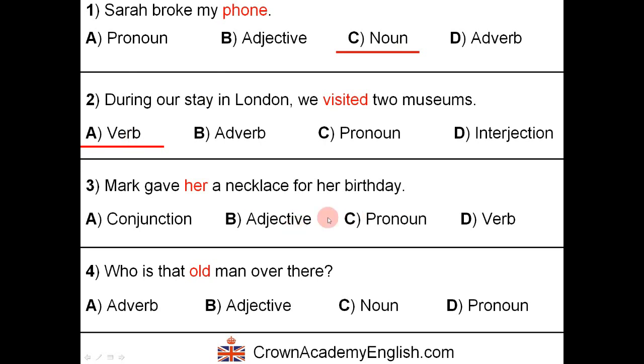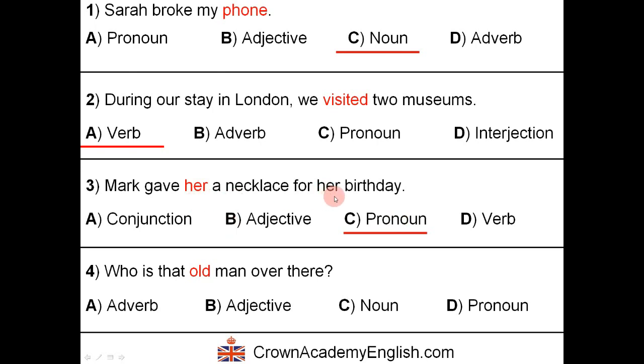Question three, Mark gave her a necklace for her birthday. So what type of word is her? And the answer is C. It's a pronoun. Okay, it's a pronoun because it is representing a person. Yes, a person, and a person is a noun. So a pronoun replaces a noun.